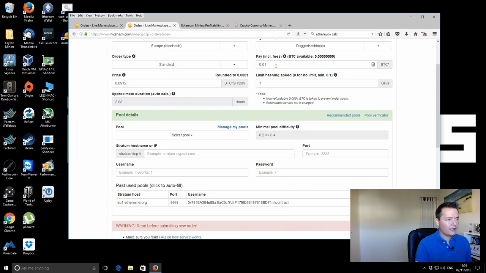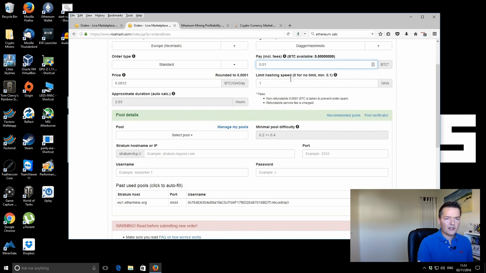0.0912. The actual price that we're going to pay is 0.01 Bitcoin. We're going to limit the hashing speed to 1 gigahash, and that means that we're going to be running for 2.63 hours. So hopefully that makes sense. If you have any questions or comments, just put those in the comments box below, and I'll go back and clarify it for you.